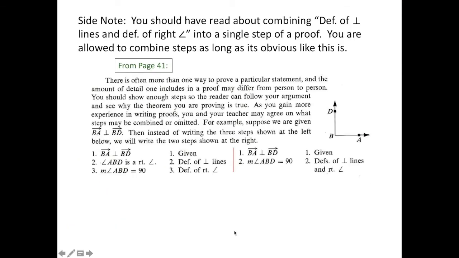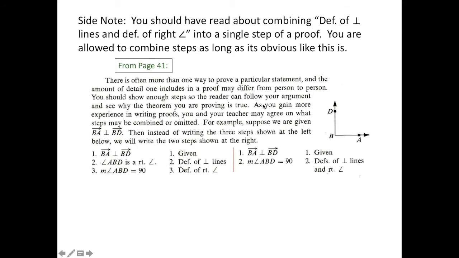Okie dokie, so here is the thing that I was doing on the last slide. I was trying to stress to you guys once more. I know I've talked about this another time in chapter 1 with you guys, and this is also written in chapter 1. This is also in case you missed it, in case you weren't paying attention, or in case you haven't been doing this, start doing it. Start skipping these steps. If more of us understand that you can skip a couple steps, the easier it is to be writing some of these proofs in the future, saving us some work and saving us some time. So this is our side note here. You should have read about this in chapter 1 about combining definition of perpendicular lines with the definition of a right angle into a single step of a proof. You're allowed to combine steps as long as it's an obvious thing to do.